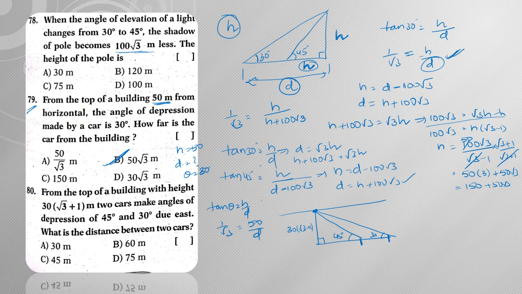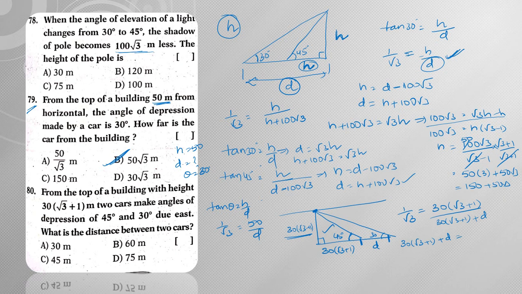Now if you observe, since in this triangle the angle is 45 degrees, if this is 30 into root 3 plus 1, this I can write as 30 into root 3 plus 1. Now let us consider this particular distance as d. Taking the total triangle, tan 30 degrees, which is 1 by root 3, is equal to opposite, 30 into root 3 plus 1, by adjacent, 30 into root 3 plus 1 plus d, right?